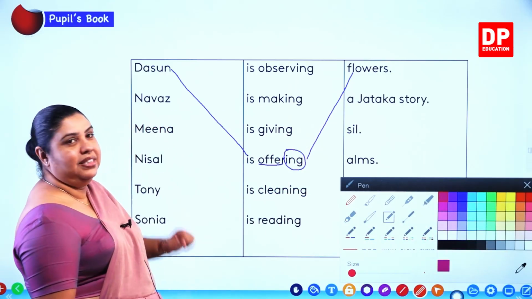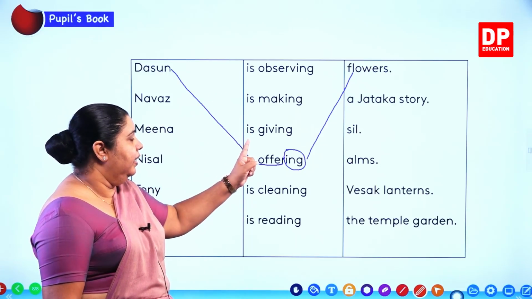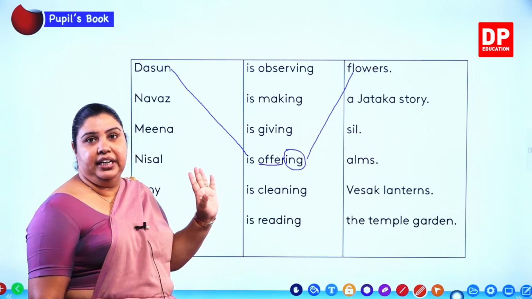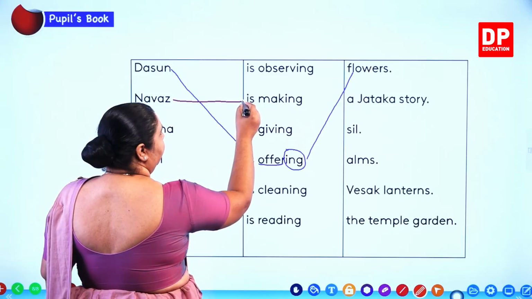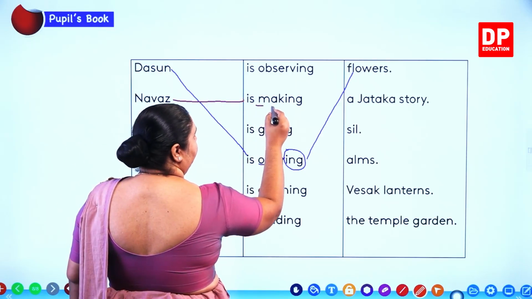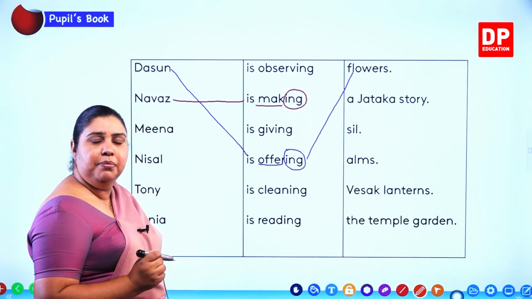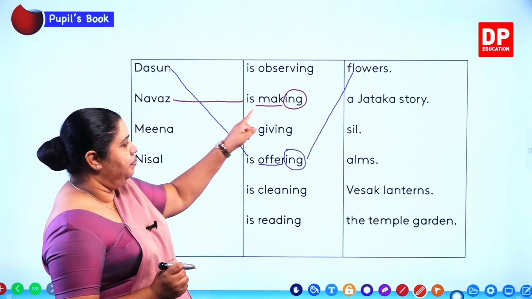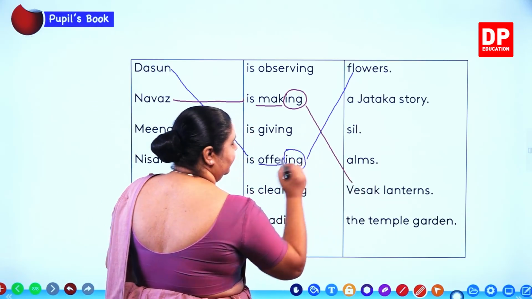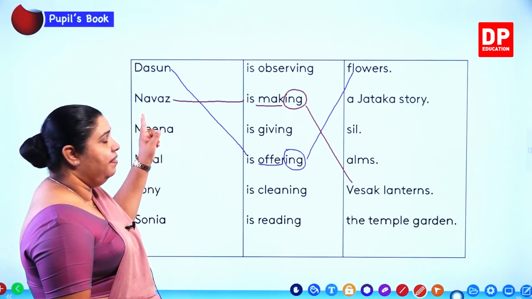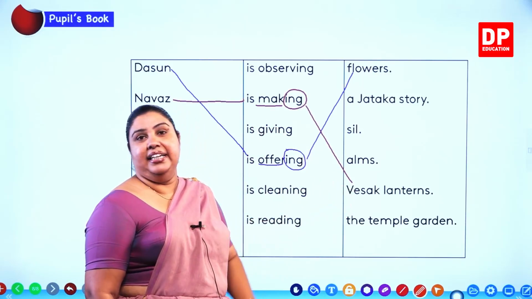Right. Nawaz. What was Nawaz doing? Was he observing, making, giving, cleaning or reading? He was making. Okay. Nawaz is making. Can you see? Make ing. Making. What was he making? Nawaz is making Vesak lanterns. Vesak lanterns. Shall we read the sentence? Nawaz is making Vesak lanterns.